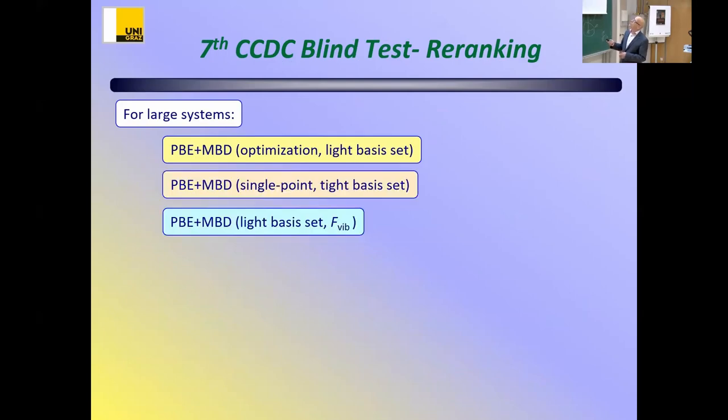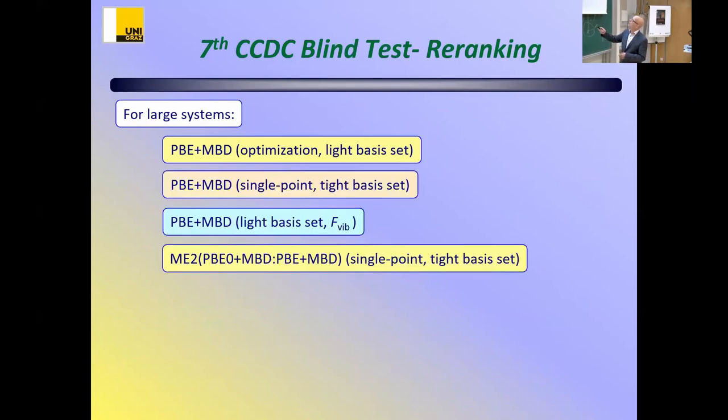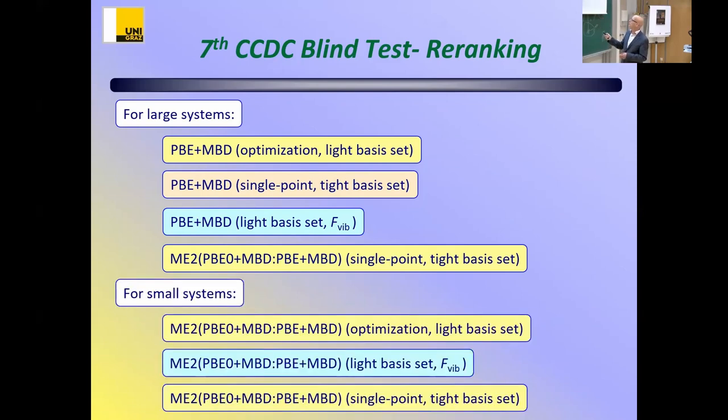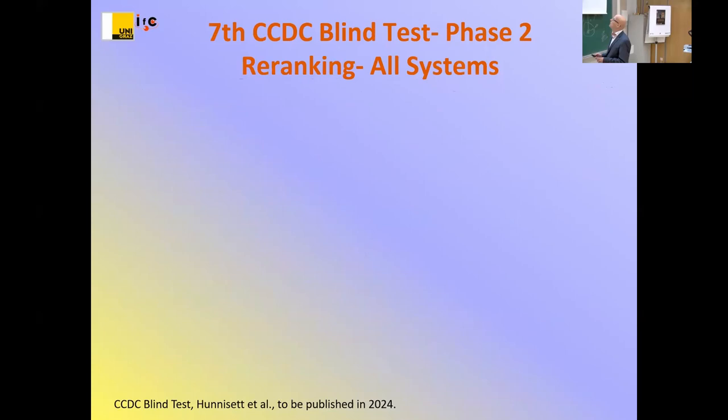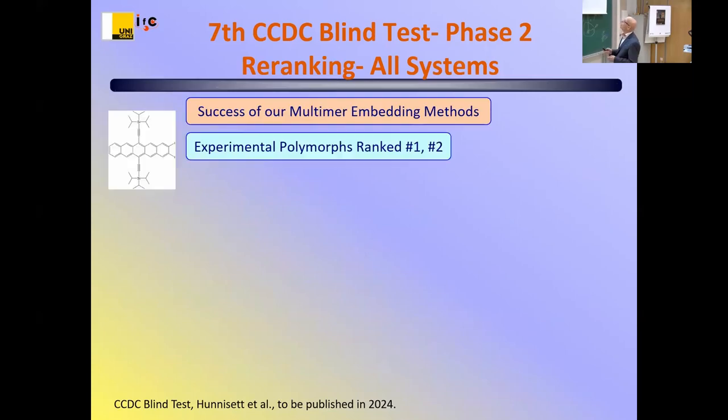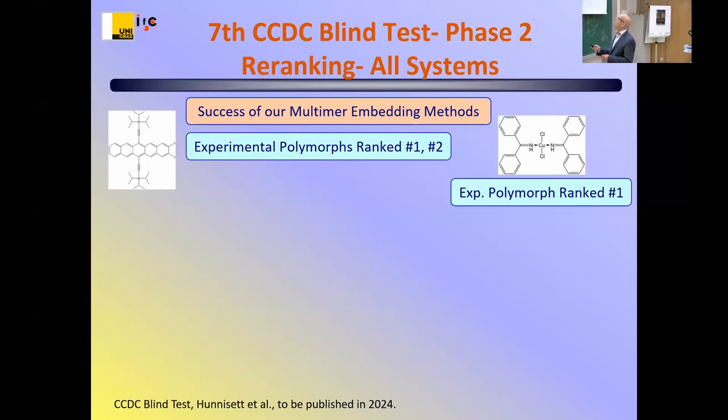And then for large systems, as I said, you do this hierarchical one, where you do this many-body embedding with a tight basis set as a single point. And for small systems, you can just do this, but you can, of course, do the whole vibration and frequency and optimize it also at the light basis. So now this is the success of this multiple embedding method. Here there were two experimental polymorphs being found. Those were ranked number one and number two, interestingly enough, with our methods.